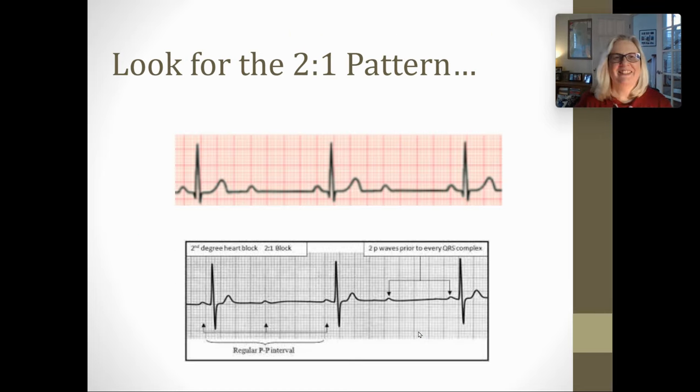Okay, all right, can you see the 2-to-1 pattern on these two EKGs below? Pretty identifiable, actually. You're looking for 2 P waves for every QRS. Same down here. P wave, QRS. P wave, QRS. There's a space where the QRS should be, and it's just missing. So it's getting through every other time.